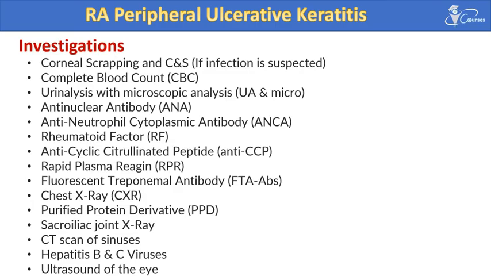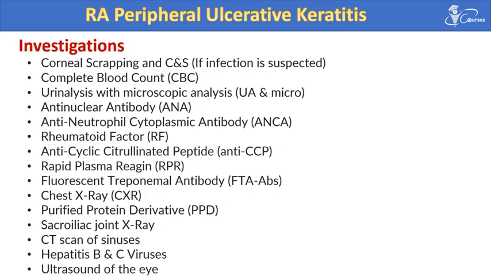So how would we investigate? There is a long list of investigations for patients with peripheral ulcerative keratitis. Starting first with corneal scraping and culture and sensitivity if you are suspecting an infective etiology: if there is stromal infiltration, a large epithelial defect, or anterior chamber reaction. If there is hypopyon, you suspect infection, so you can do culture and sensitivity. It could be that there is a superimposed infection on the peripheral ulcerative keratitis.